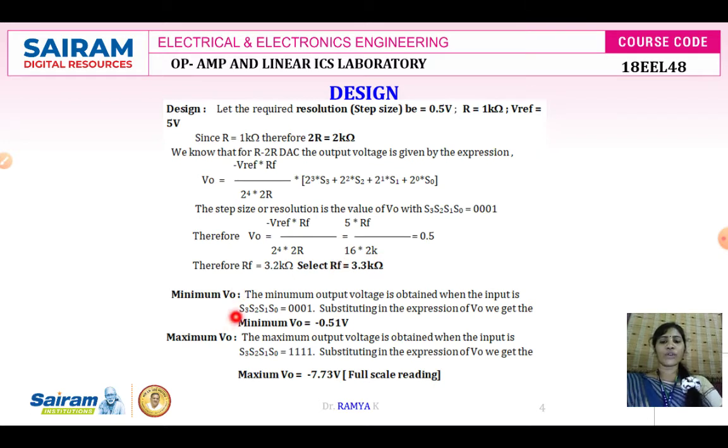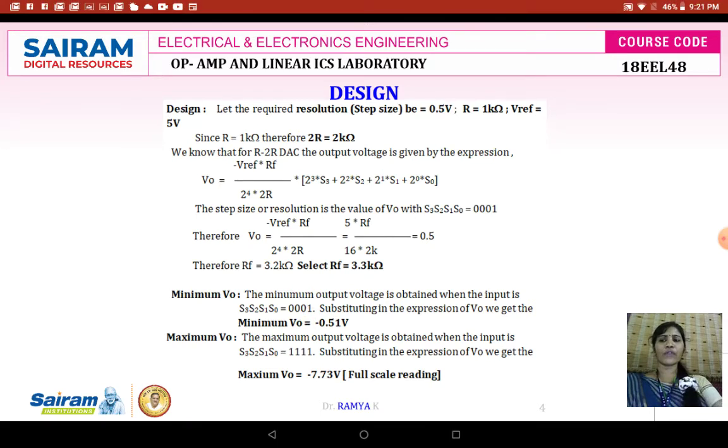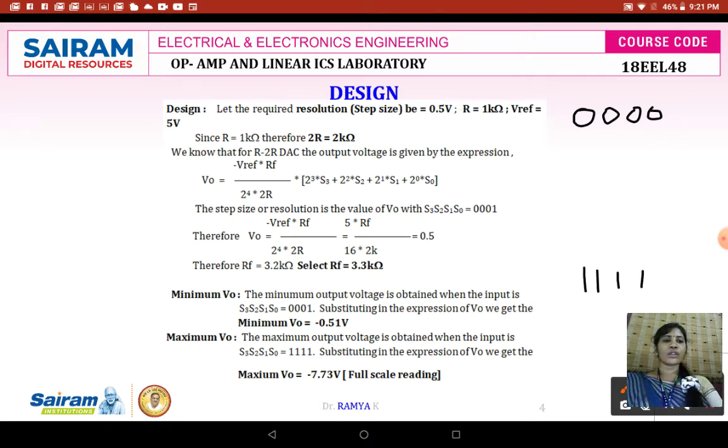Suppose I want the minimum value of the voltage V0, that could be obtained only when you have the value 0001, and the maximum value is obtained when all the switches are closed. So likewise we need to calculate the value of the output voltage for each and every logic. Since you have 4 switches, the binary value will vary from 0000 to 1111. So here 0001, 0010, 0011, like that it goes on till your F value.